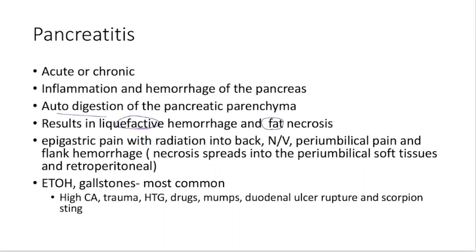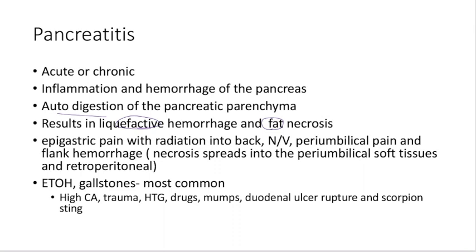So this will give that classic epigastric pain with radiation into the back. It's almost like you're being stabbed through the abdomen, with nausea, vomiting, periumbilical pain, and flank hemorrhage. And that means the necrosis has spread into the periumbilical soft tissues and retroperitoneum.